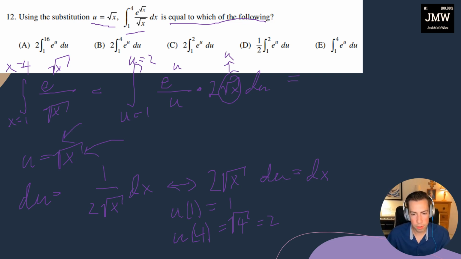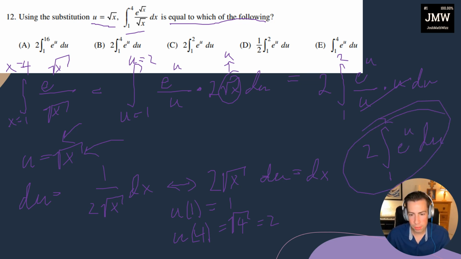So therefore this entire thing is going to be equal to 2 multiplied by the integral from 1 to 2 of e to the u divided by u times u du, and my u's are going to cancel, so my final answer is going to be 2 times the integral from 1 to 2 of e to the u du. All right, and that is going to be answer choice, let me just make sure I'm reading this correctly. Yep, it's going to be answer choice C.